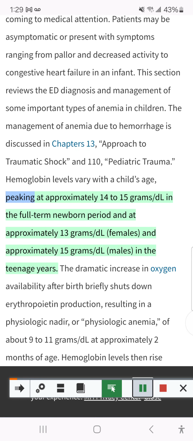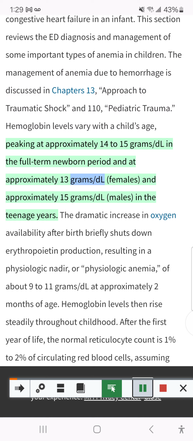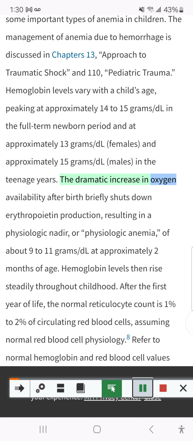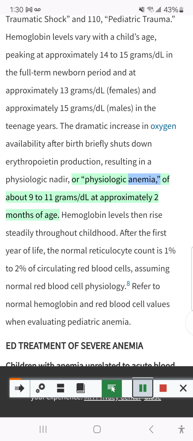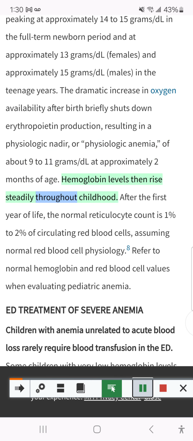Hemoglobin levels vary with the child's age, peaking at approximately 14 to 15 grams per deciliter in the full-term newborn period and at approximately 13 grams per deciliter, females, and approximately 15 grams per deciliter, males, in the teenage years. The dramatic increase in oxygen availability after birth briefly shuts down erythropoietin production, resulting in a physiologic nadir, or physiologic anemia, of about 9 to 11 grams per deciliter at approximately 2 months of age. Hemoglobin levels then rise steadily throughout childhood.